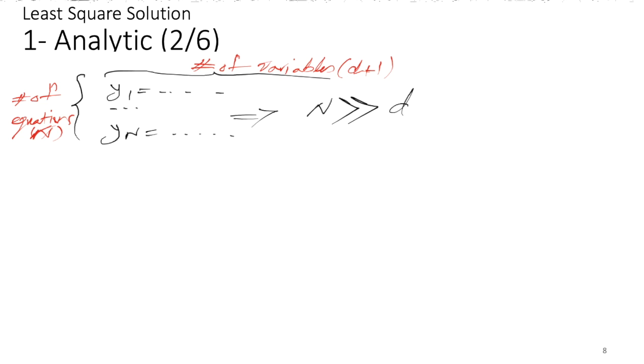So what do you mean n is much bigger than d? D being the number of what does d represent? Sorry. So d is the number of variables, like your features. Okay, and then n is the number of samples we have. Yeah, like the number of rows. Yeah. So it becomes a linear equation system.